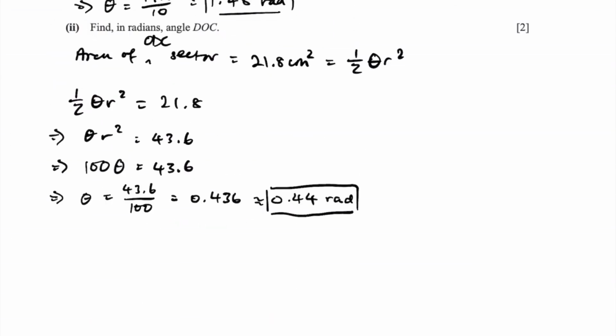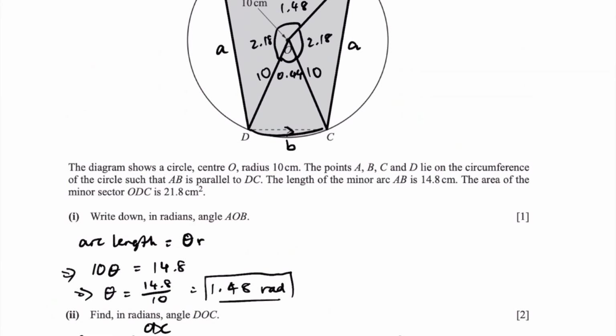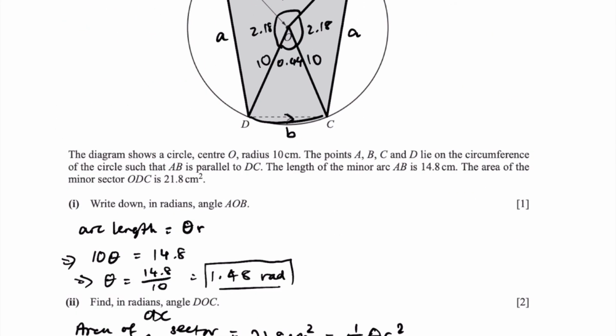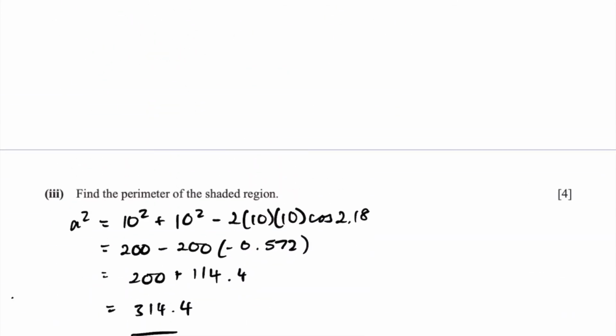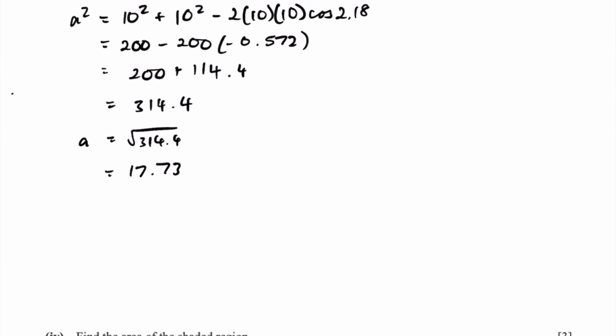So what we need to do now is find the length of B. B can be found by multiplying the radius by the angle, so that's 10 times 0.44. So B is equal to 10 times 0.44, which is equal to 4.4. So now we have everything we need to find the perimeter.